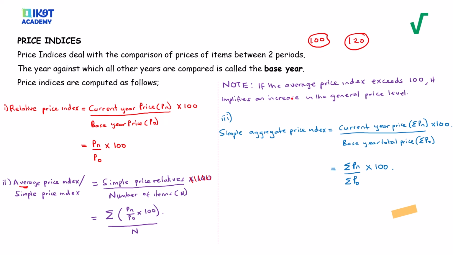Hope that makes sense. Then we have aggregate. Every time you hear aggregate, just know you sum both up and down. So this is what should stick. So simple aggregate, you're going to get the current year price, you sum all the current year prices for all the items. Then you also sum all the prices for the base year items, you multiply times 100. So for aggregate, every time you see aggregate, sum. Every time you see average, now you're going to sum something big up then down. It will be like number of items.